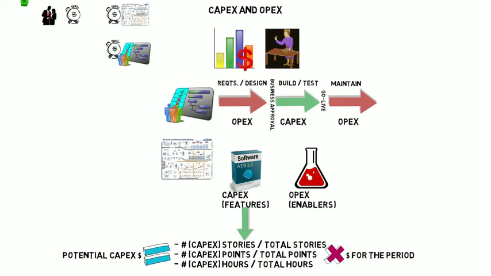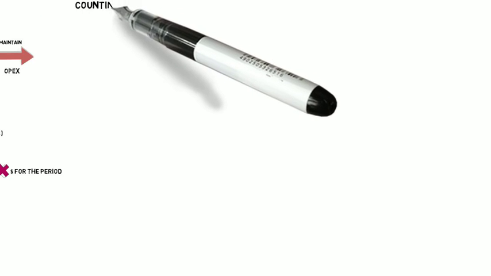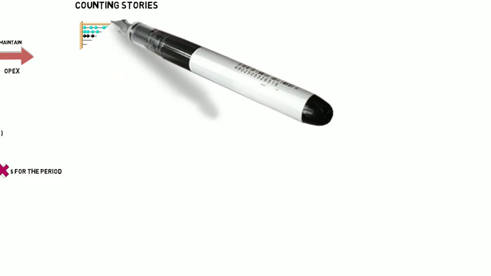And that will give us our potential CapEx dollars, which is what the executives, finance, and accounting are going to care about. And they're going to have, again, accounting, finance, tax implications on the organization. So let's take a look in some more detail at each one of these.